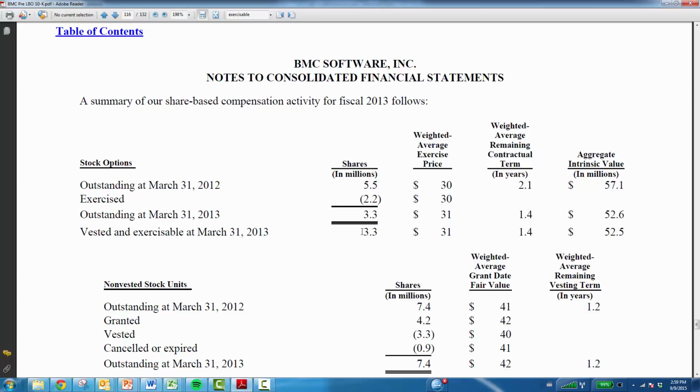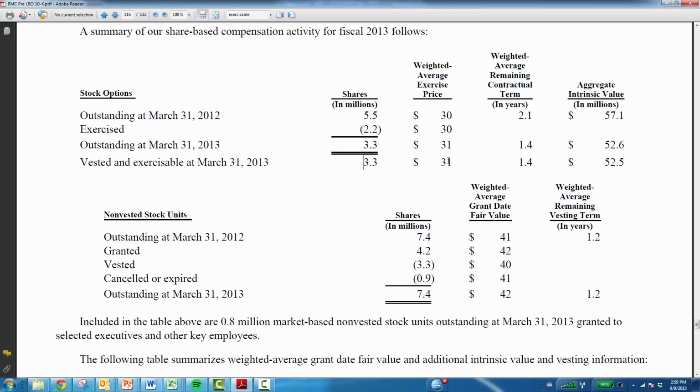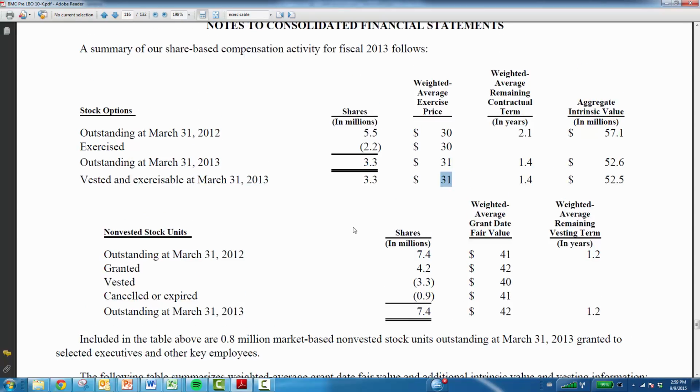So for now, we know we've got 3.3 million options outstanding that we're going to consider with an average exercise price of $31. We're going to look for a more detailed disclosure in a second. But now let's also talk about the restricted stock. Usually directly below, or directly above, the stock options disclosures, you have restricted stock awards as well. That's the other common form of share-based compensation, as we've talked about.